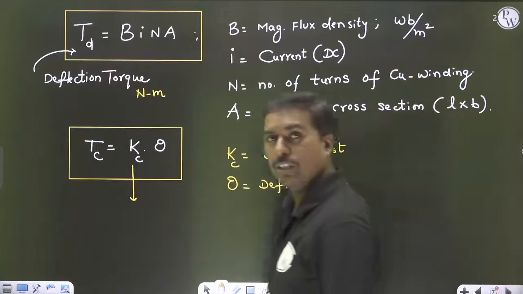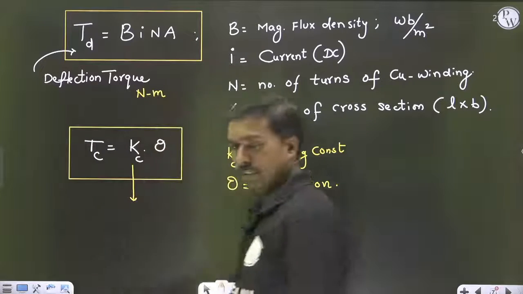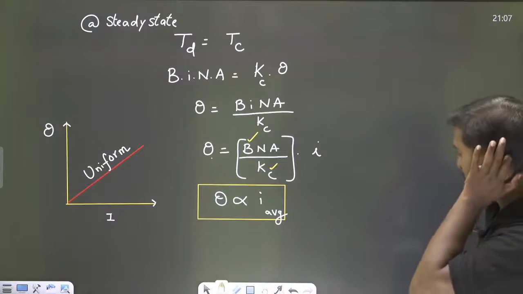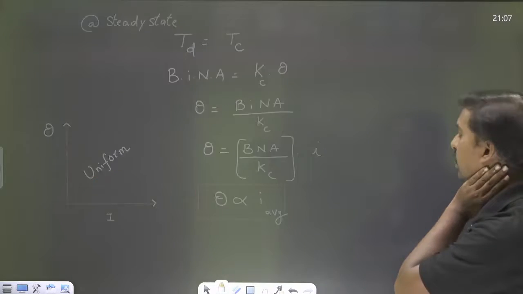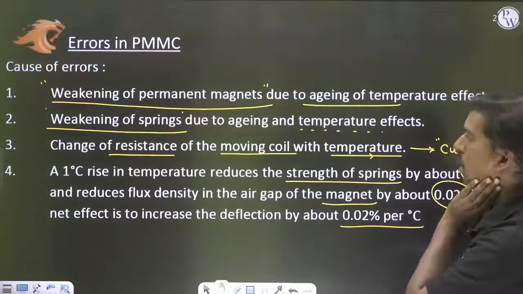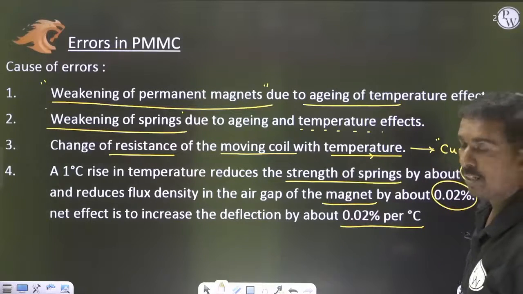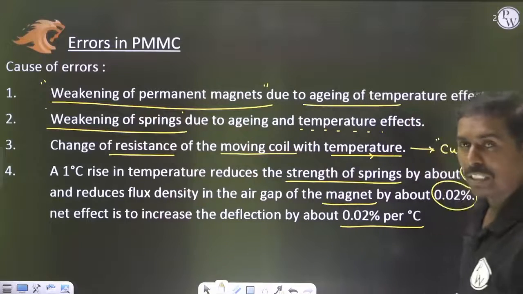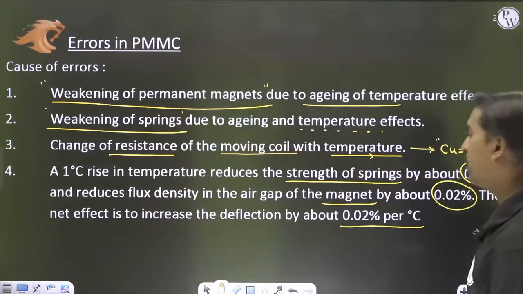Kc is the spring constant, in newton meter per degree or radian, mostly radians. Theta is proportional to the average current. And next I have gone through the reasons for errors in the PMMC. The reasons for the errors: the permanent magnet gets weakened, and the springs get weakened because of temperature.